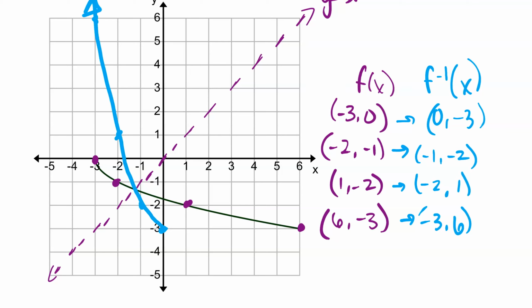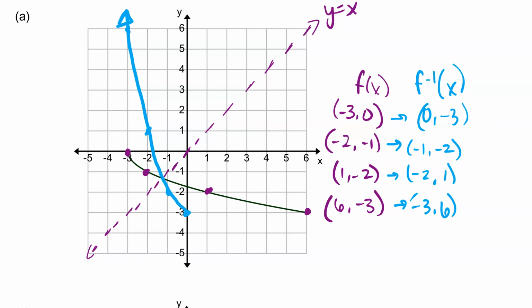If you're done with this one, you can try the second graph. I picked some nice, easy points for my function to find the inverse. If I'm comparing my blue and my purple, they're literally just reflections of each other across the line y equals x. Try the last graph.